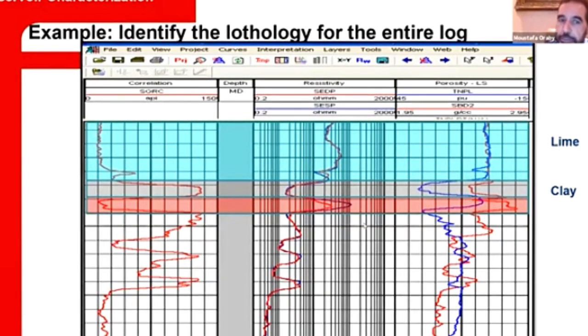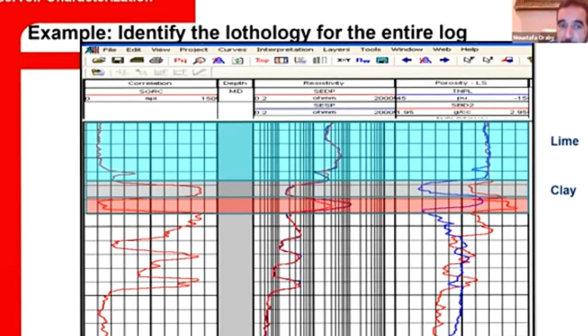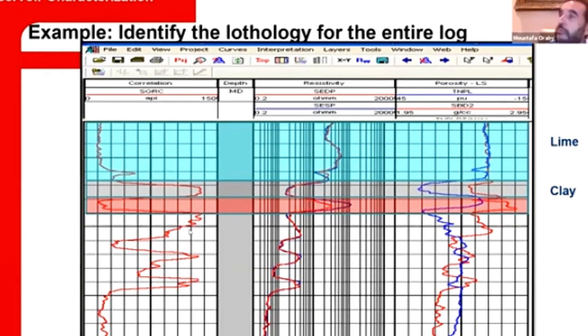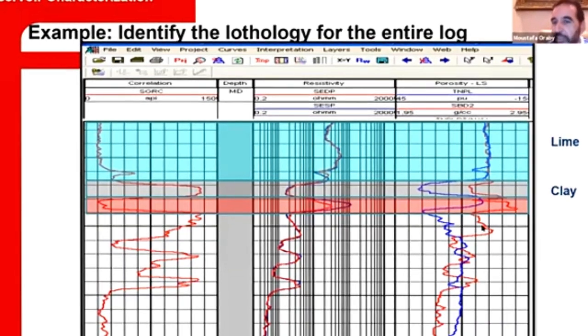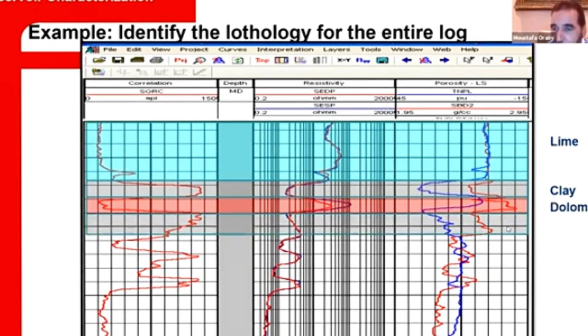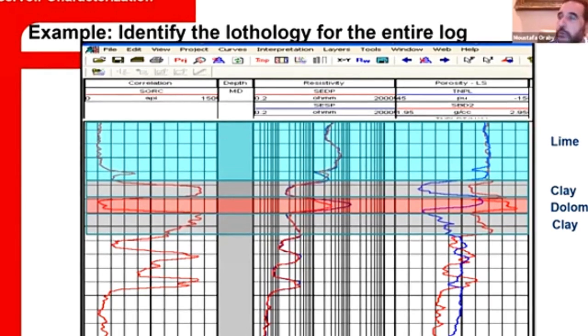Let's continue on this. Gamma ray became back high. Gamma ray is high. What's your expectation of neutron density? Neutron has to be left, density has to be right, without even looking at it. When the gamma ray is high, neutron is left, density is right. As it has to be this way, and we call this one clay. So clay has high gamma ray. Neutron has to go left, density has to go right. No question, no ambiguity in this.